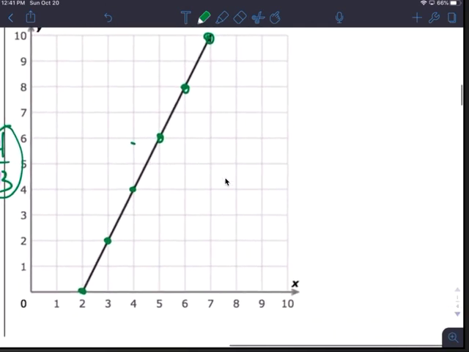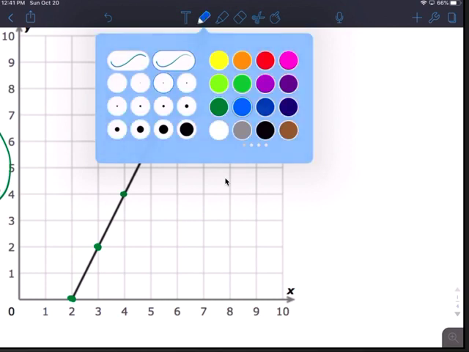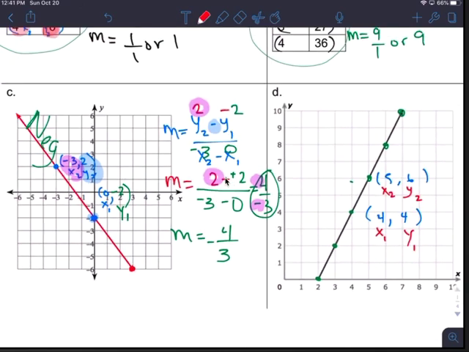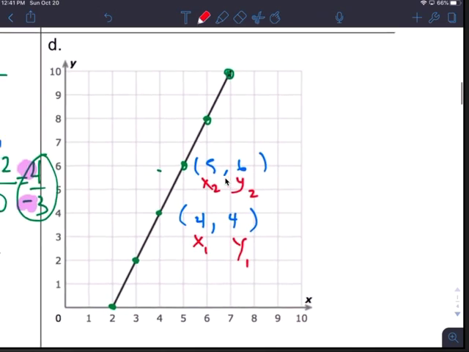Okay, so you pick any two dots. You can pick two middle ones. You can pick 5 and 6, and then either the top one or the bottom one. You need to be close to each other, not far away. Pick the bottom one, would be 4 and 4. Okay, this is x sub 1 because it's the first one, y sub 1. Doesn't matter which one, you'll get the right answer as long as you do it right. If you make mistakes, you'll get it wrong too.